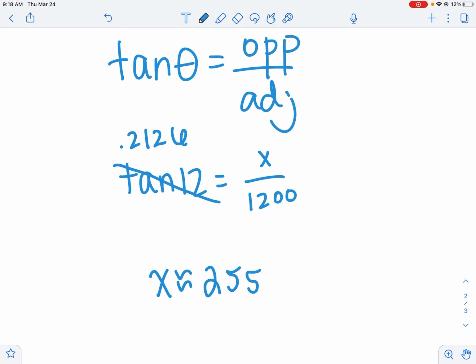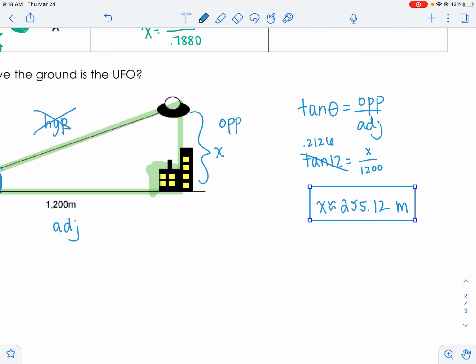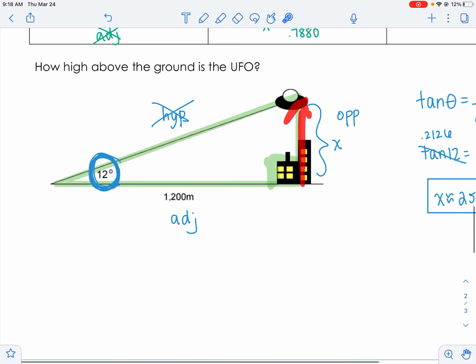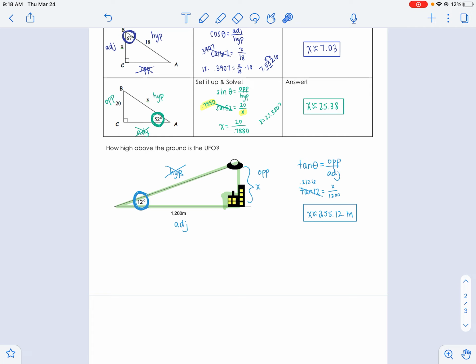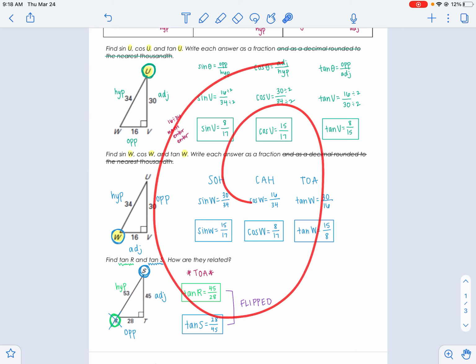And I get that x is about, it's already rounded for me, 255.12. And if I look at this problem, meters. So this UFO really is like only 255.12 meters above ground. I would really hope I'm way over here. I would really hope I'm 1,200 meters away. So hopefully you know some more stuff about trig now.